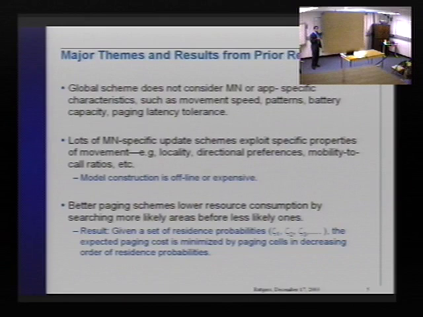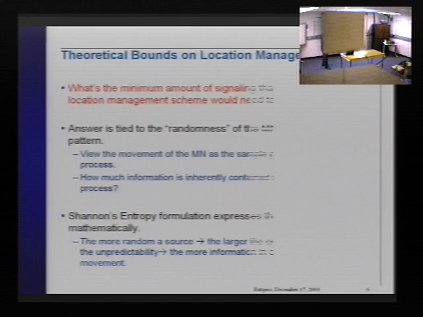Now that's the update side. And then there are better paging schemes that lower resource consumption by essentially searching more likely areas. And there's this classically known result. It's kind of obviously, in some sense, intuitive, that if you can construct a set of residence probabilities, then without any constraints on the delay, the minimum expected number of pagings that you will have to do is if you go at them one by one, starting with the most likely cell, then you page the next most likely cell, and so on. So all this is prior work.